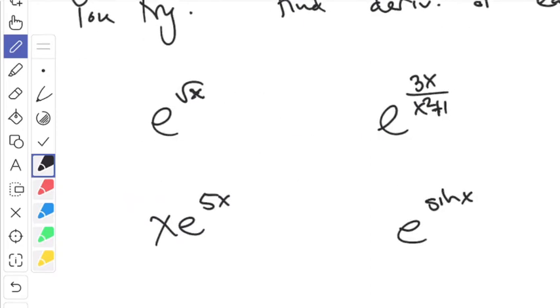See if you can find the derivative. I'll give you a few moments. Maybe I'll walk around, see how you're doing. Don't mind me. You don't have to talk to me if you don't want to.